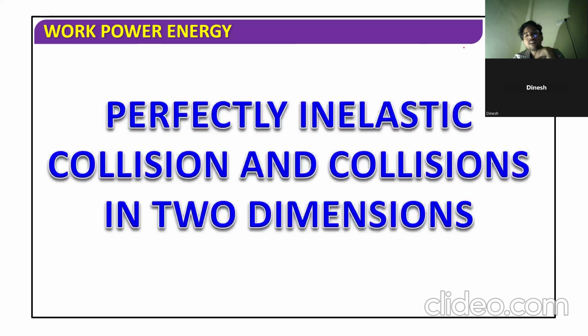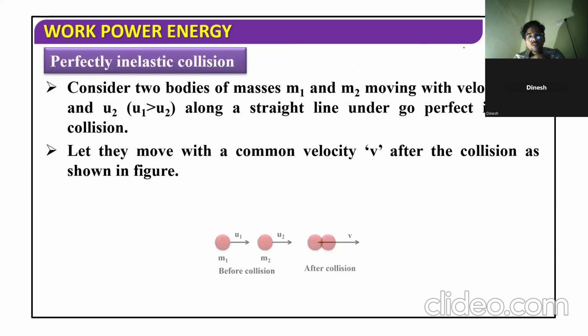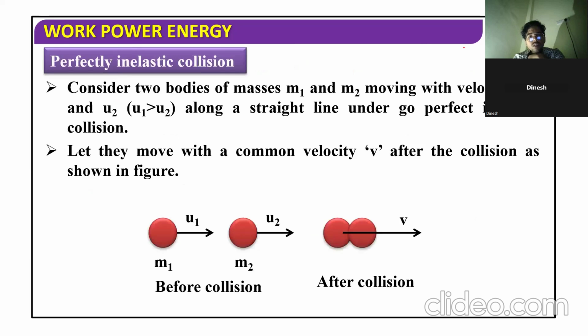Now, perfectly inelastic collision in 2 dimension. Consider two bodies of mass m1, m2 moving with velocity u1, u2 along a straight line. U1 is more than u2. Perfectly inelastic: let them move with a common velocity, which means they stick. Here these two bodies stick, and it is moving with a common velocity.